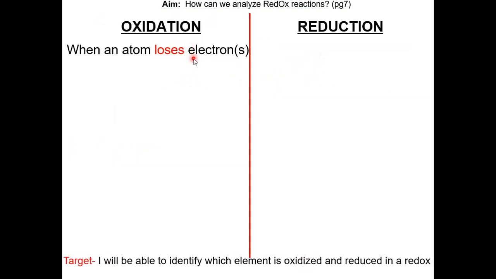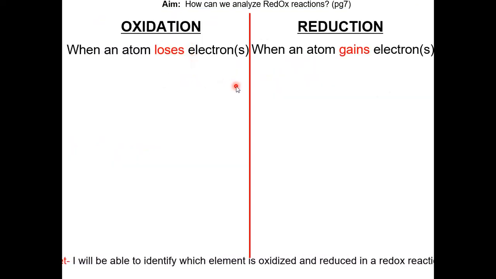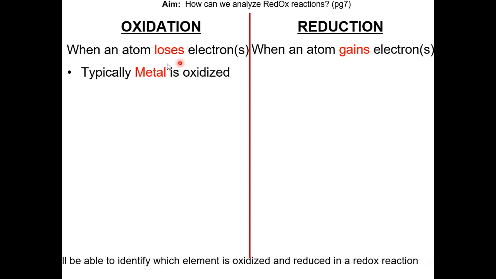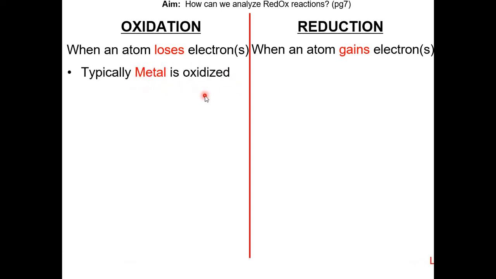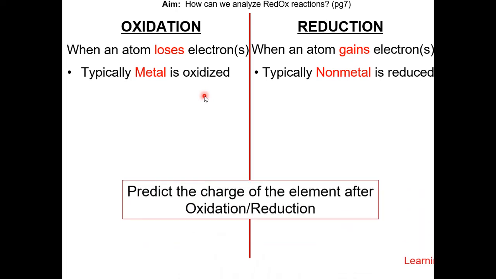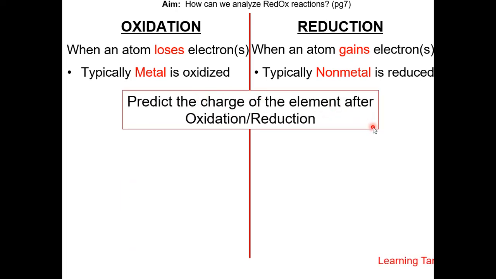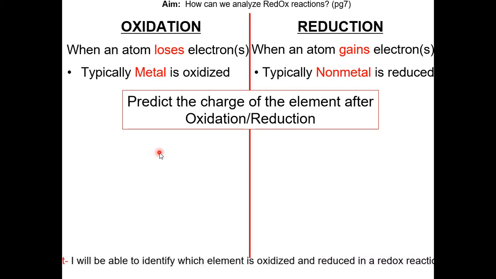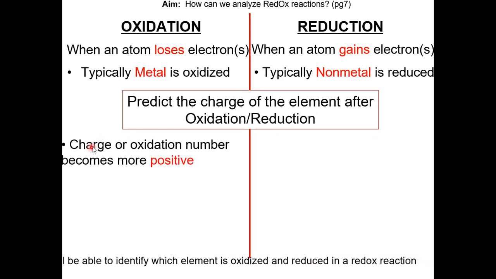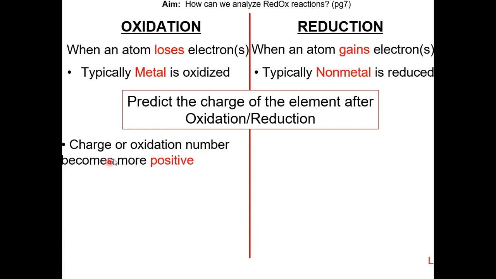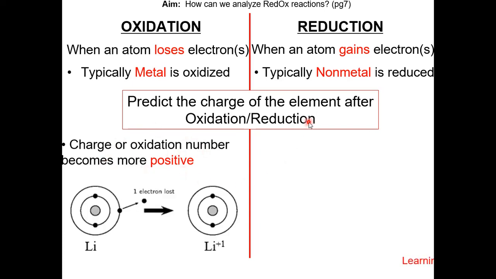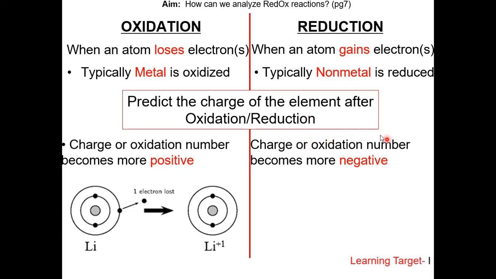Oxidation is when an atom loses electrons. Reduction is when an atom gains electrons. Typically, a metal is oxidized and a nonmetal is reduced. Predict the charge of an element after oxidation and reduction. When an atom loses electrons, it becomes more positive, so the charge or oxidation number becomes more positive. When an atom gains electrons, it becomes more negative. The charge or oxidation number becomes more negative.